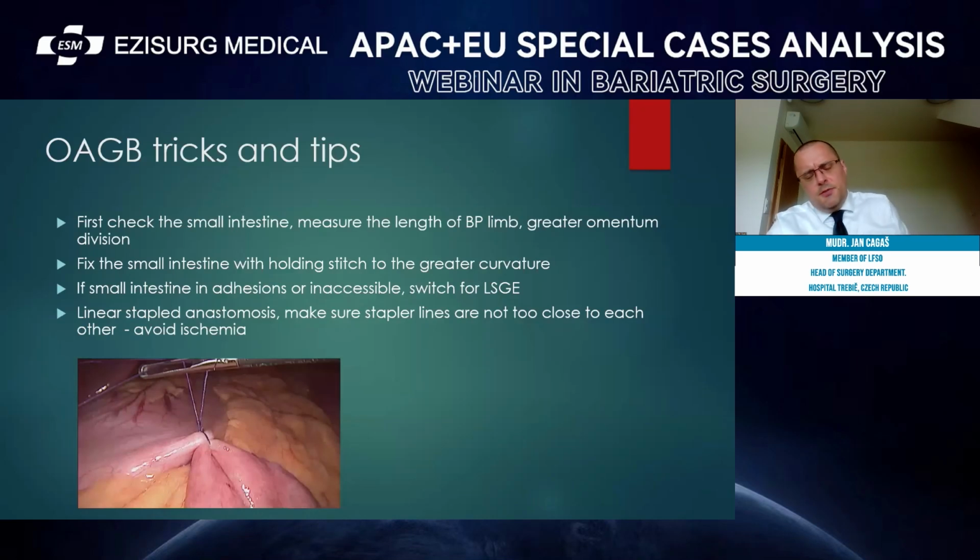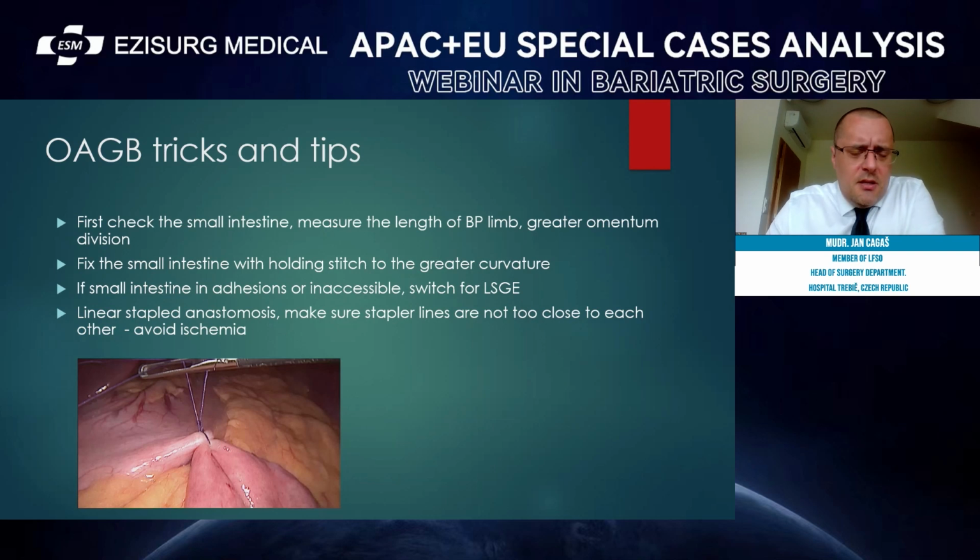If there is just a small amount of tips, I also always firstly check the small intestine and divide the greater omentum to be sure that it is safe to do the pouch, because we want to avoid creating a pouch and then having some problem with the small intestine. So if there is any problem, we just do sleeve.